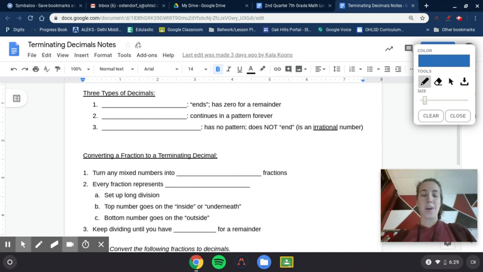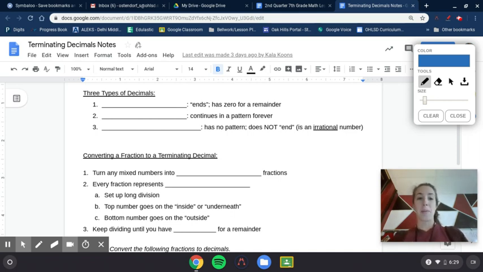Hi guys, we are starting your next topic, which is on decimals. And for this particular set of notes, you will be learning about terminating decimals. But before we go into how to solve terminating decimals, I first want to make sure that you know how to identify the three different types of decimals.